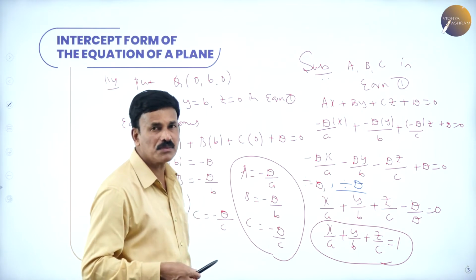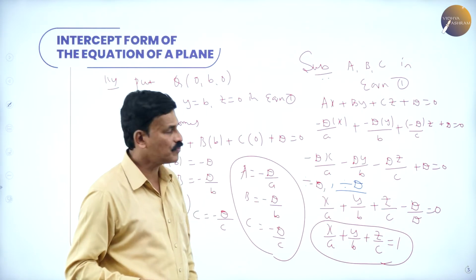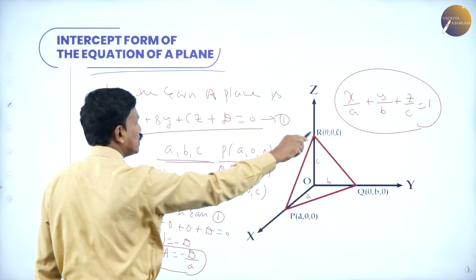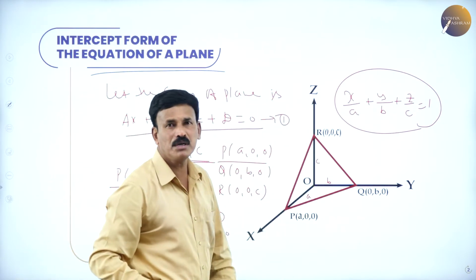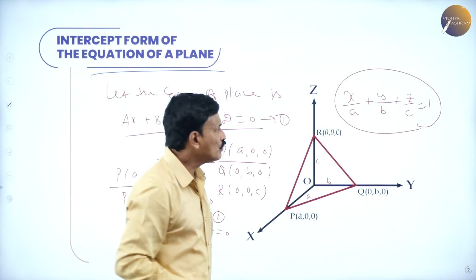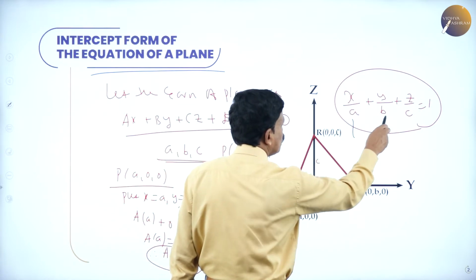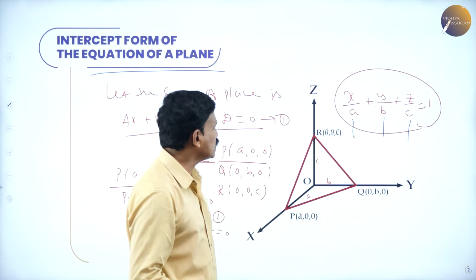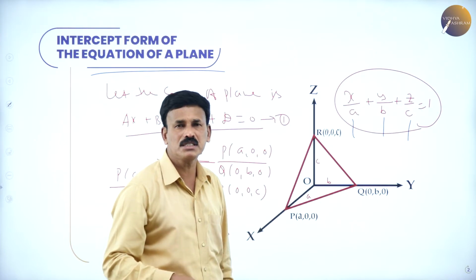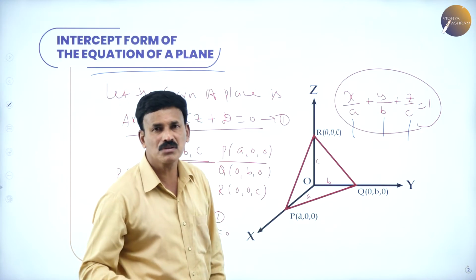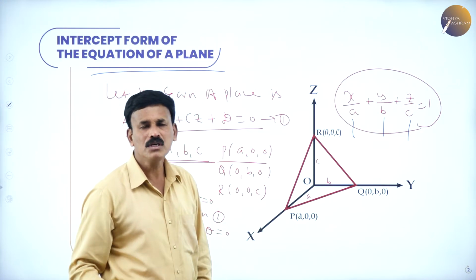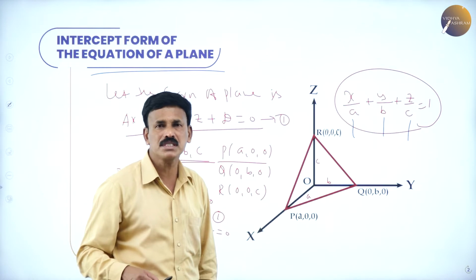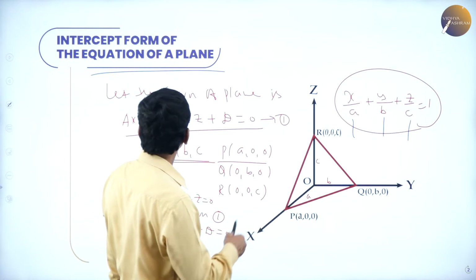That is the intercept form. Standard intercept form. The intercept form of the equation of the plane is x by a plus y by b plus z by c is equal to 1, where a is the x-intercept, b is the y-intercept and c is the z-intercept. Intercepts on the x-axis, y-axis and z-axis are small a, small b and small c respectively. That's it. Now, let us discuss a few problems based on this equation of the plane in the intercept form.